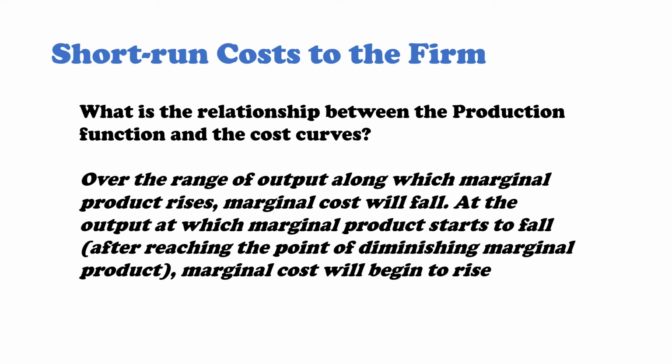Okay, so what is the relationship between production function and the cost curve? Over the range of output along which marginal product rises, marginal cost will fall. At the output at which marginal product starts to fall, marginal cost will begin to rise.